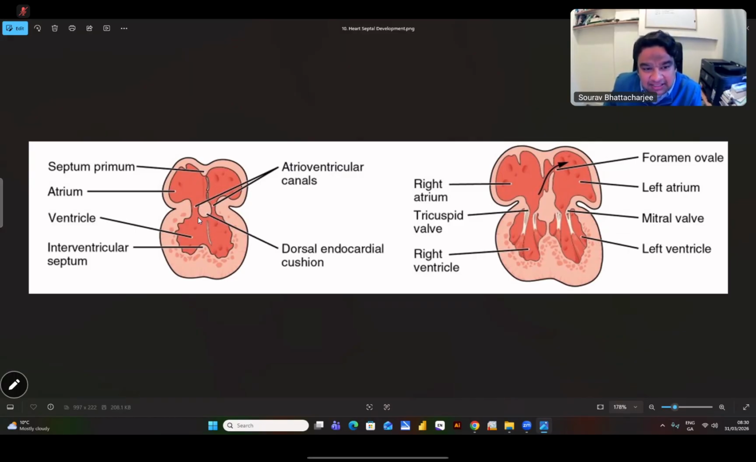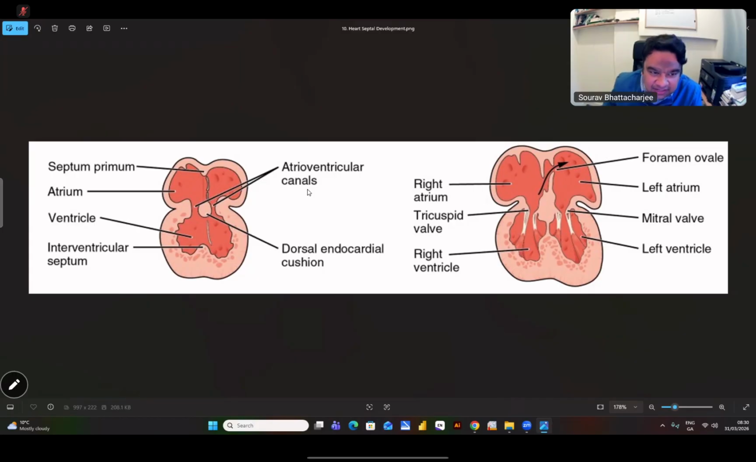Now, what actually happens is, and this is important, this is the primitive atrium on both sides, and this is the primitive ventricle. If you look carefully, there is something called endocardial cushion. These are gelatinous structures that develop over here, some on the ventral side, and this is on the dorsal side. So it is very important that you realize these endocardial cushions. Once these cushions develop, you can see there are two conduits, two openings between atrium and ventricle. They are called atrioventricular canals.